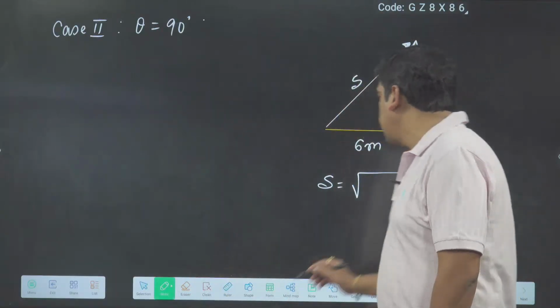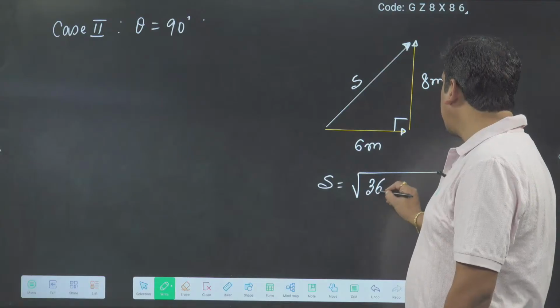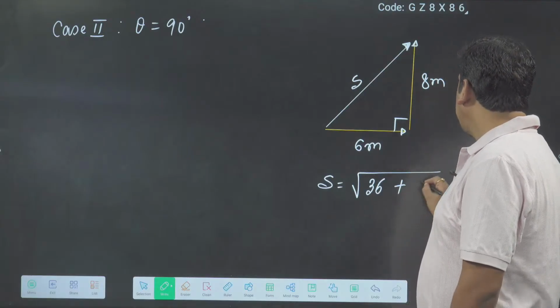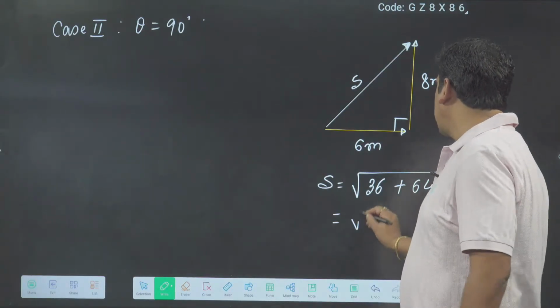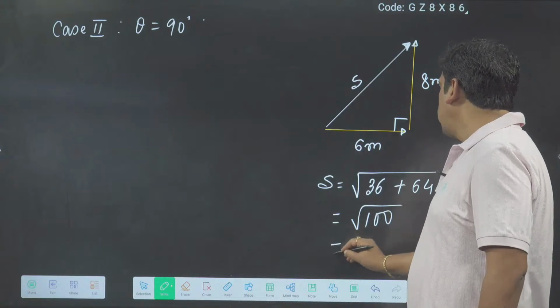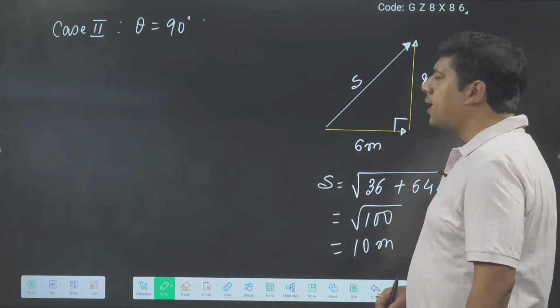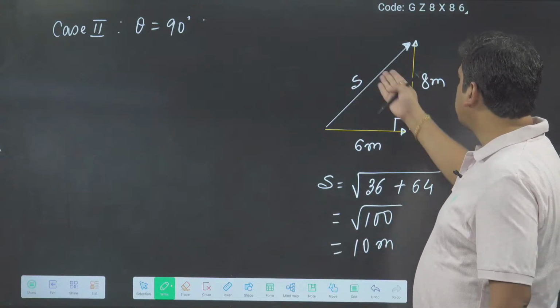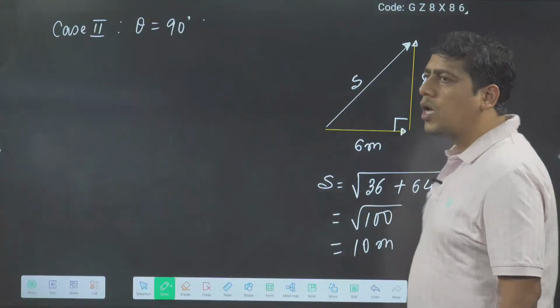So the answer will be square root of a square plus b square, which is root 100. Root 100 is 10 meter. That means the displacement in this case is under root a square plus b square.